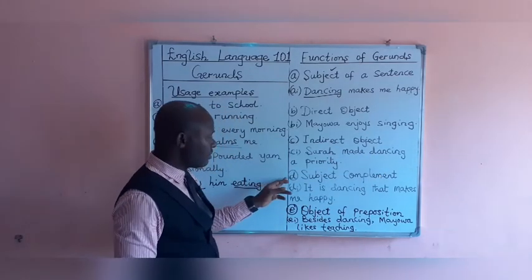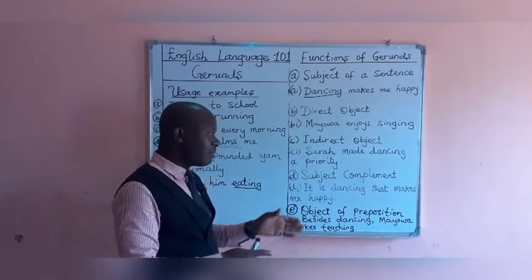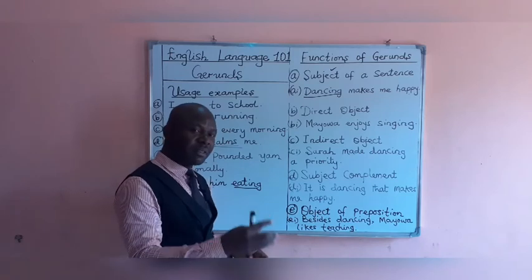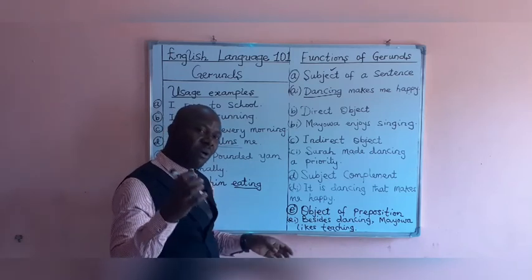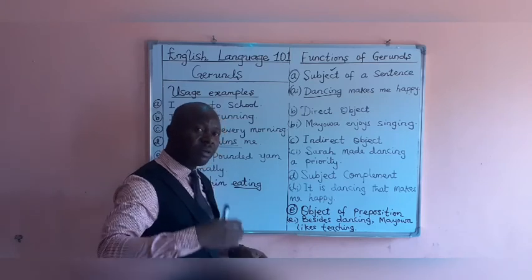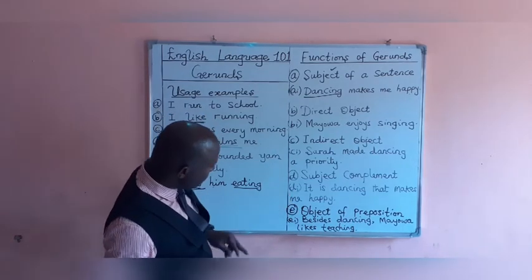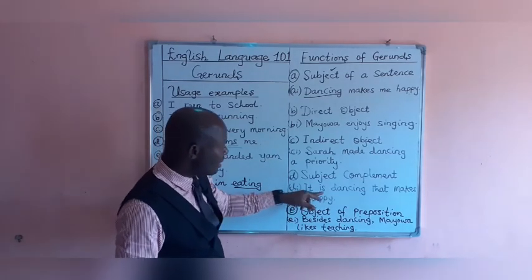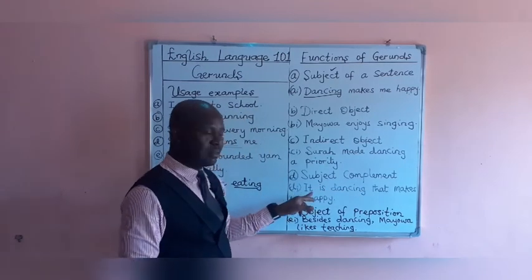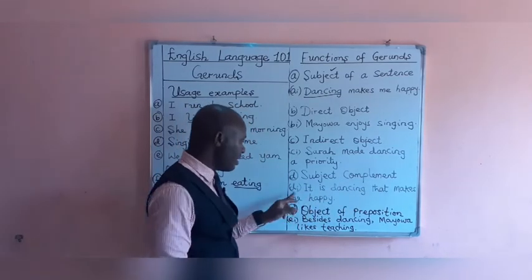We'll go to D now. Subject complement. Complement means adding more information. So when we say subject complement, it's a word that adds more information to the subject, or the doer or performer of an action in a sentence. All right, the example usage here says, it is dancing that makes me happy.